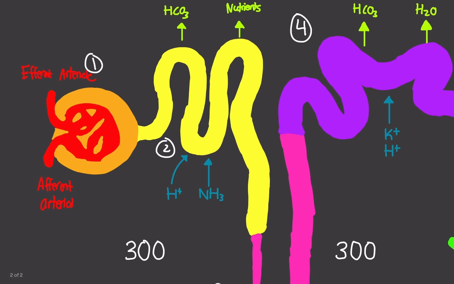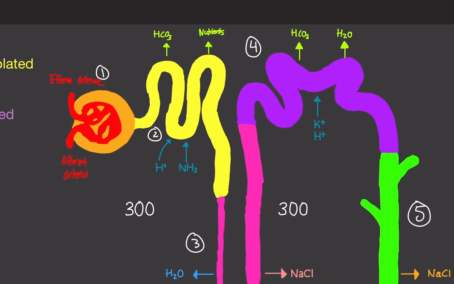Notice that we have a hydrogen ion and an NH3 here. Say our body is a little too acidic. What we can do is pump hydrogen ions into here, because remember, hydrogen ions make blood acidic. We can pump them inside this tube and then pee them out later. So we lower the acidity in our blood. It's quite genius.